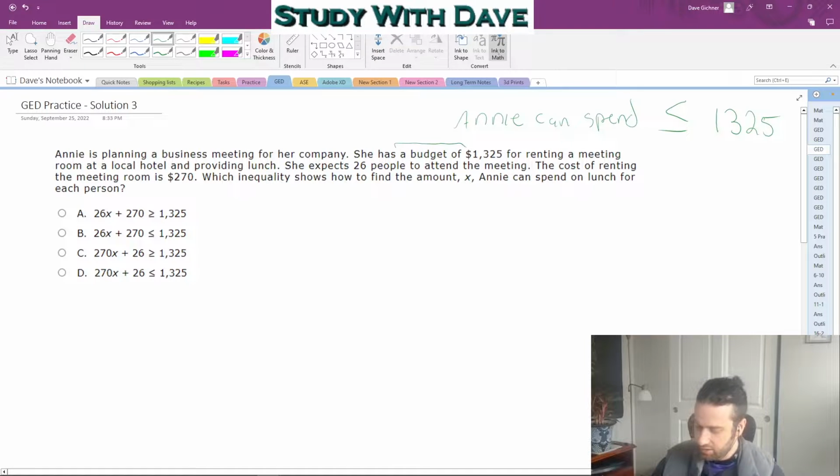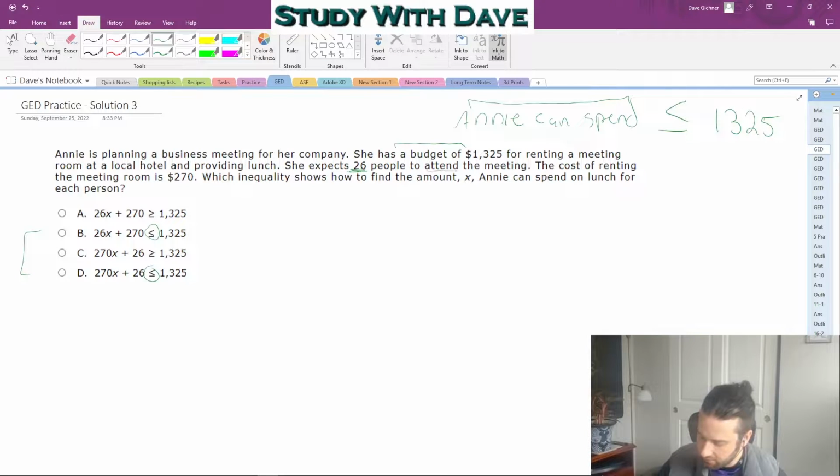Okay, so we need to figure out what kind of equation we can put here for what Annie can spend. So we know, well, right off the bat, we see this less than or equal to 1325. So we know it has to be B or D, just right away. And she expects 26 people to attend the meeting, and X represents what Annie can spend on lunch for each person.